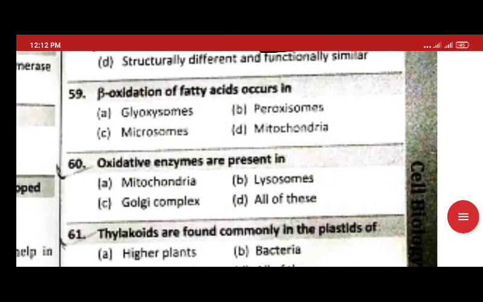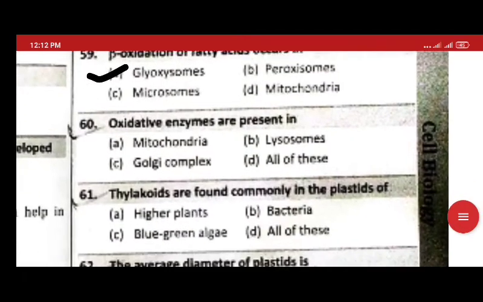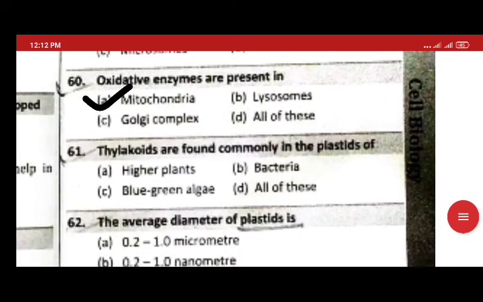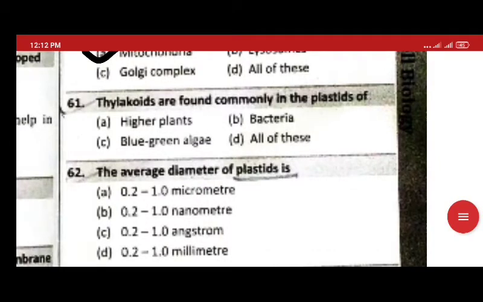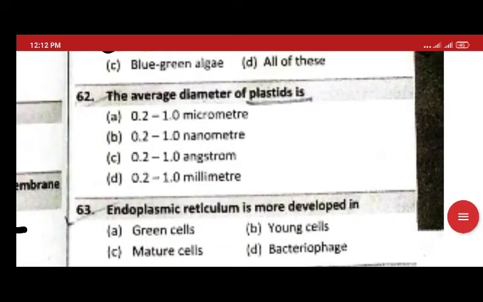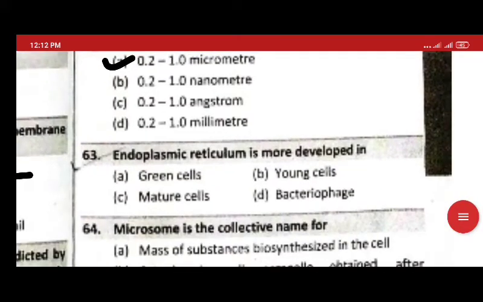Now 59, beta oxidation mainly occurs in glyoxysomes, for fatty acids. Oxidative enzymes are present mainly in mitochondria, most of the enzymes, 70%, and oxidation is also due to respiration, 61. Thylakoids are found commonly in the plastids of higher plants, in the chloroplast. Now the average diameter of this plastid should be in micrometers. So option A, 1 micrometer, so 61A, 62A.